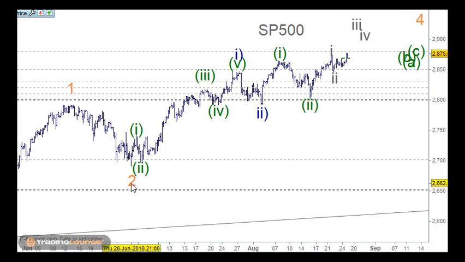So basically from wave 2 here, we're in wave 3. This is minor wave 3 here. So we're looking for 5 waves of minute degree, which is the blue ones here.